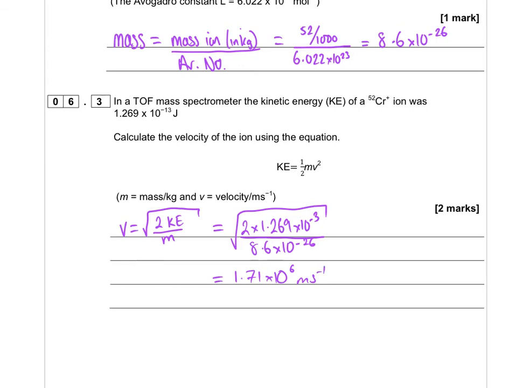Pretty quick, but you'd expect a subatomic particle to be flying pretty quickly through a mass spectrometer. So that's sensible. If you get very slow speed, something's probably gone wrong. So that seems quite sensible. Now you get 1 for correctly rearranging it and putting the numbers in, and a second one for correctly calculating the answer.